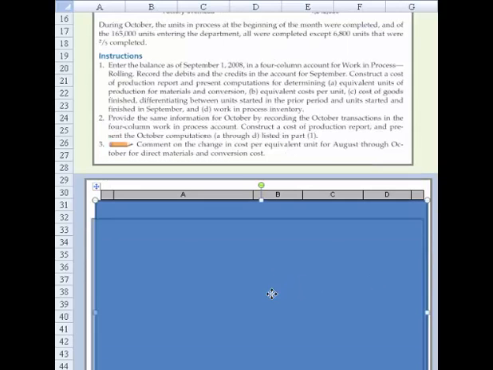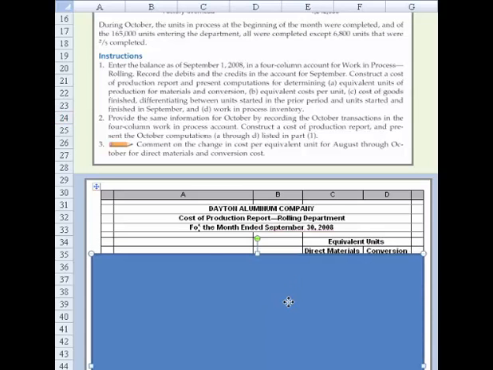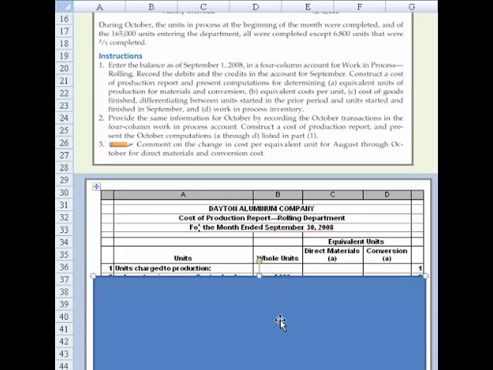Okay, so the first thing I want to do is highlight that we need to put together a cost of production report for the rolling department for the month of September. Okay, so this should look familiar now. We enter the units, then we have separate columns for equivalent units of direct materials and conversion costs. Okay, first we need to figure what were the units charged to production. And they told us there was 4,000 in beginning and 150,000 units were received from the smelting department. Now, it says that up above. If you need to go back and read that, pause the tape and do so.